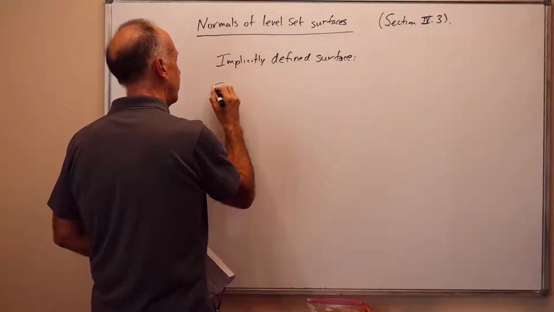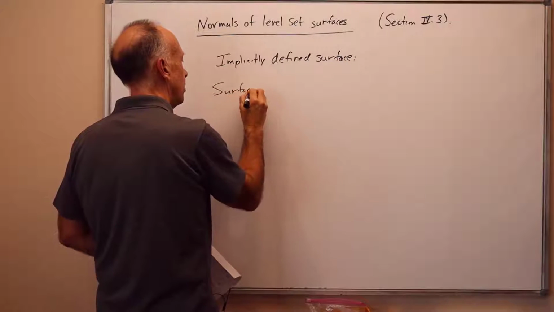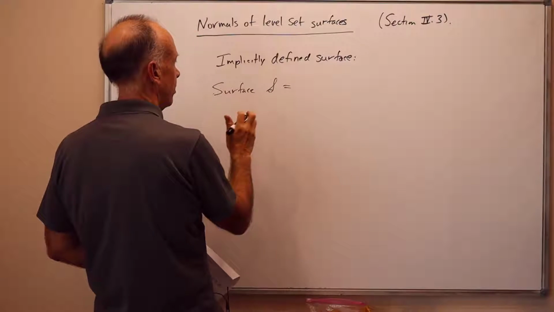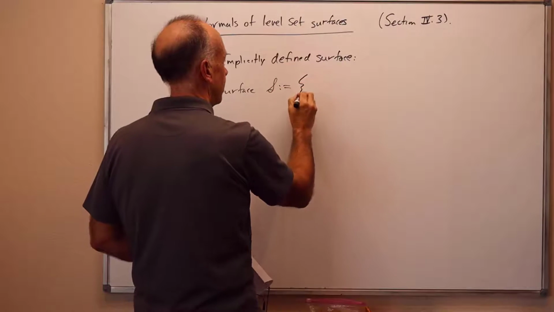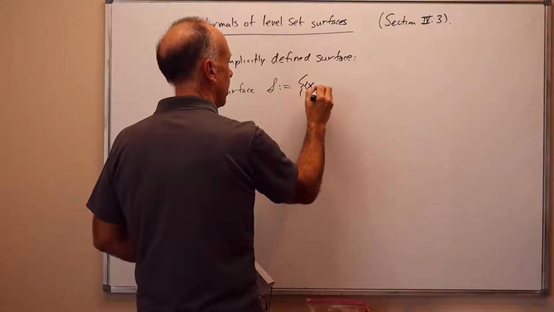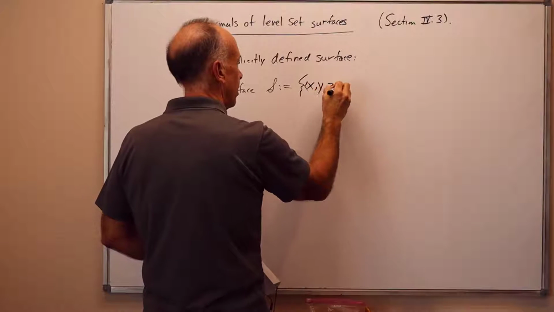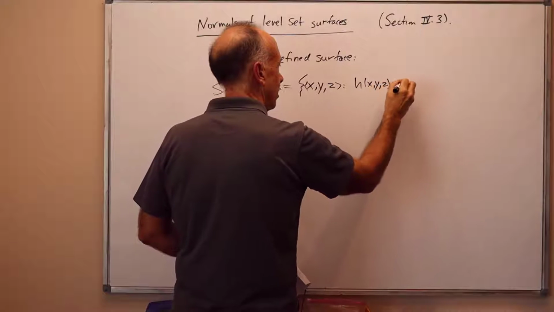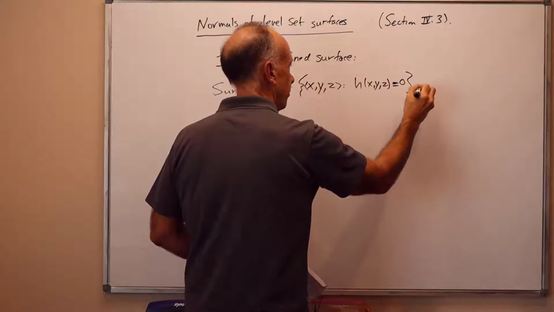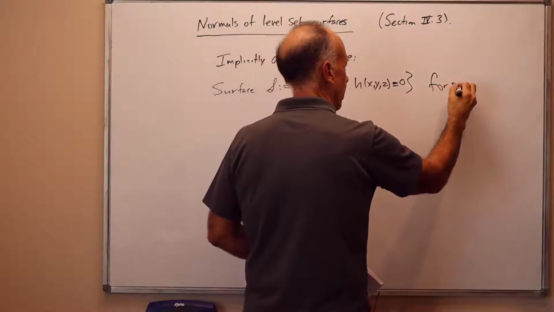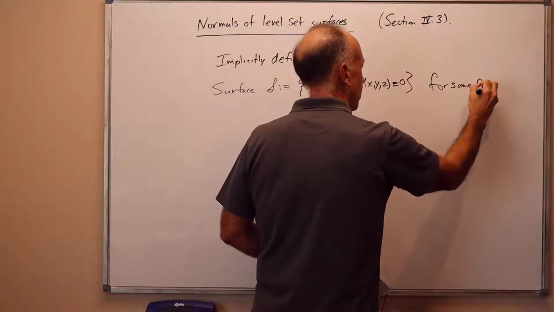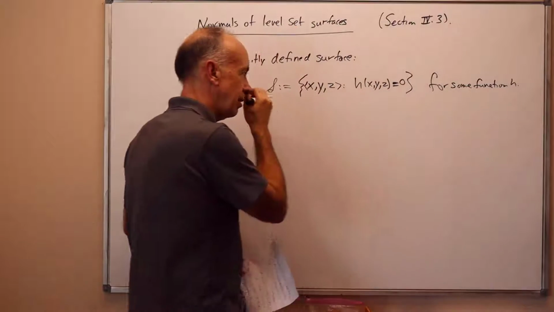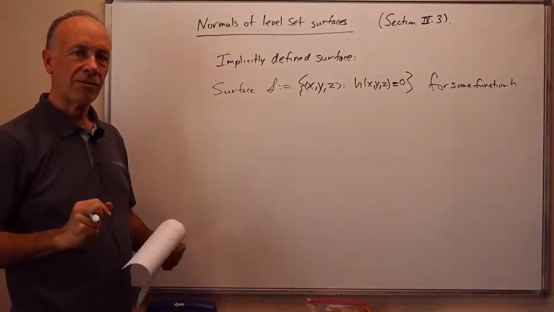So in this case, I have a surface S, and an implicitly defined surface S is going to be defined to be the set of points x, y, z satisfying h of x, y, z equals 0 for some function h. So you notice h is a scalar valued function, so we're just asking for that to equal 0.